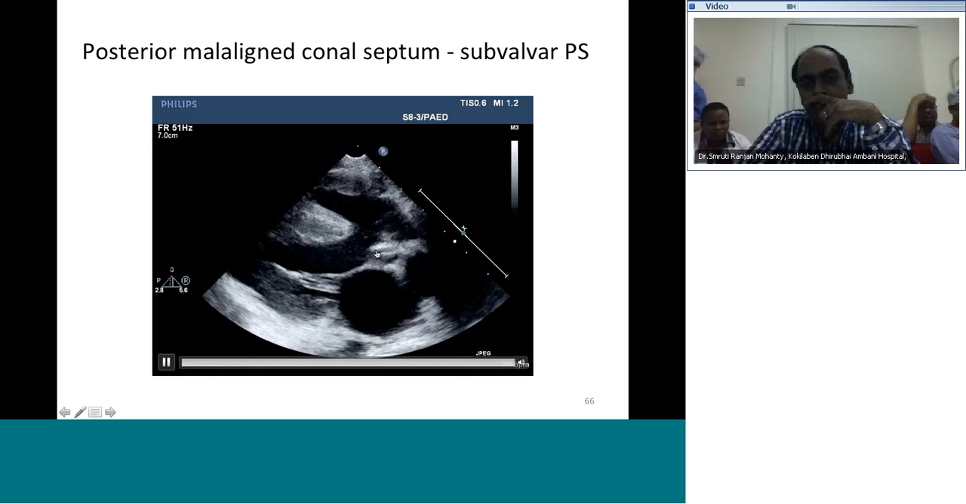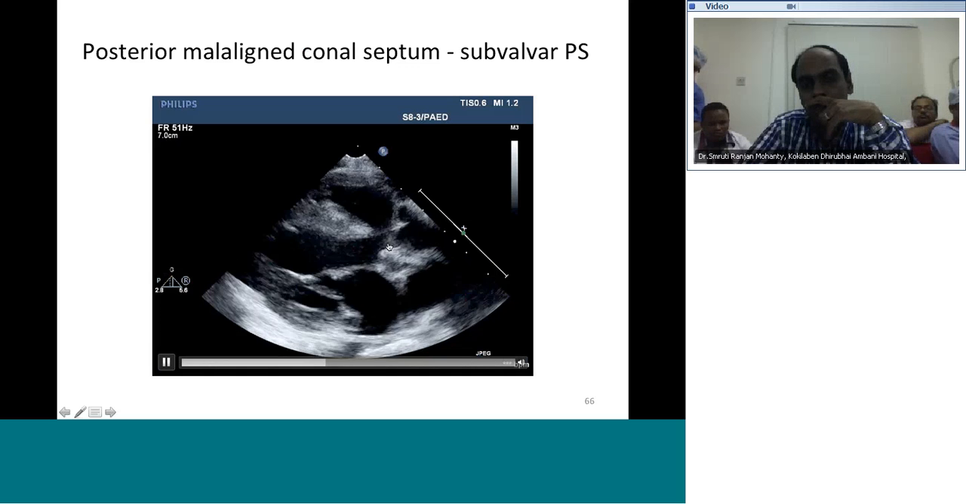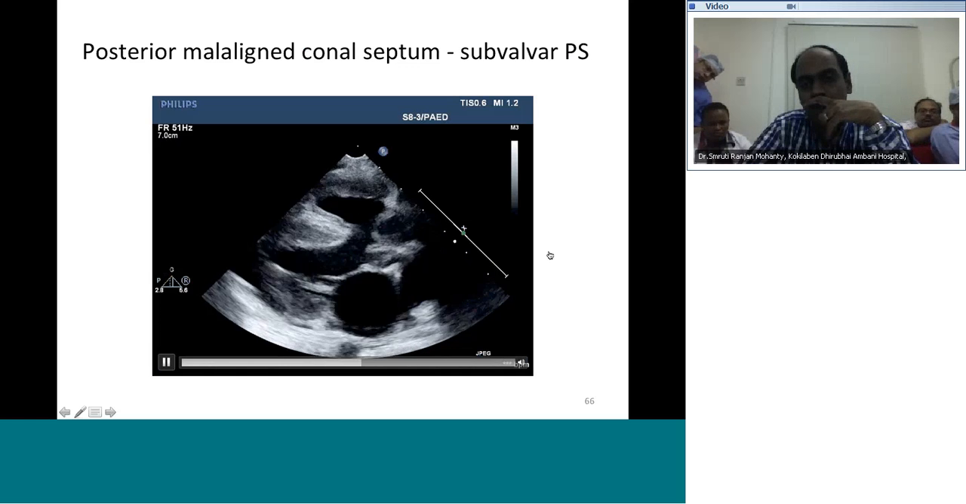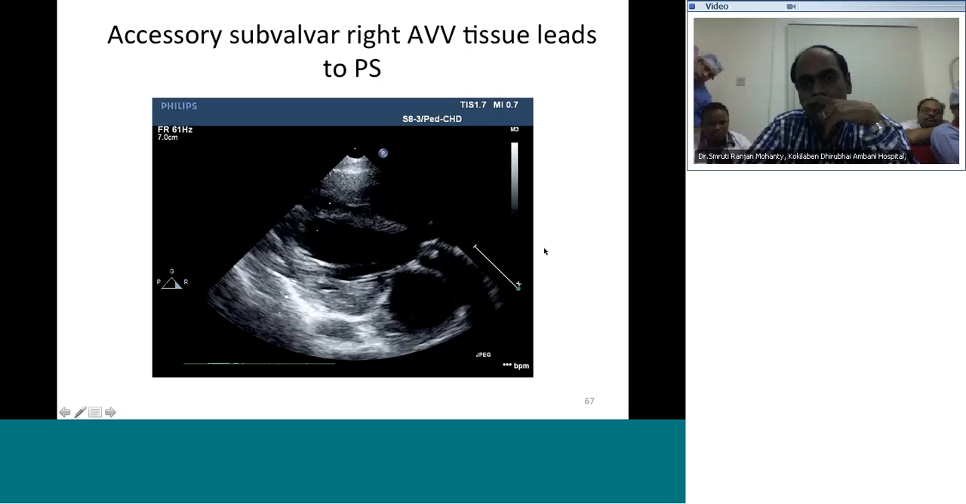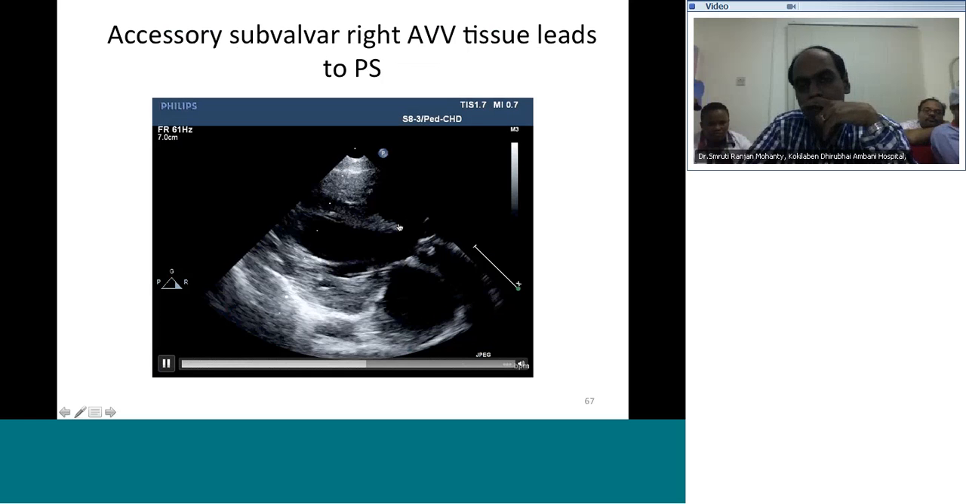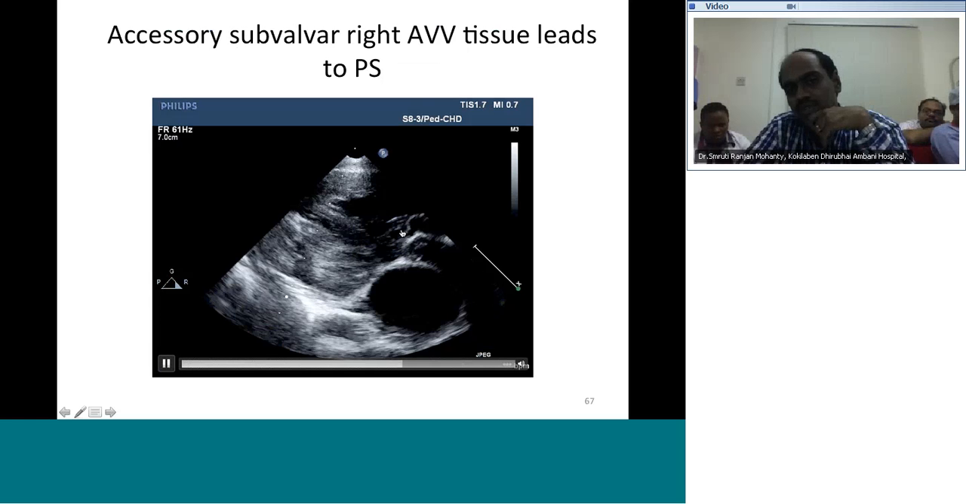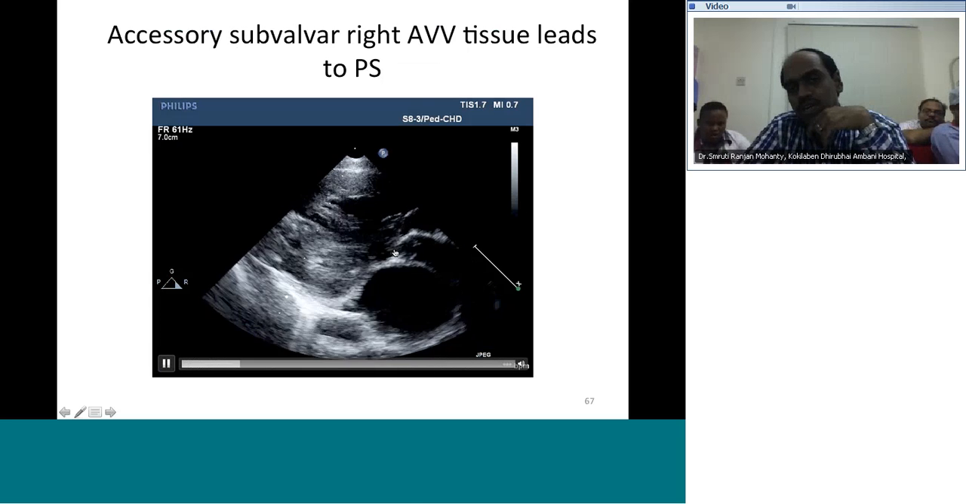And in this patient, this is a posterior malalignment of the conal septum. The conal septum is dipping posteriorly. So this is a malaligned VSD causing pulmonary stenosis. In this patient, there is a ventricular septal defect. You can see some flowery structure from the right ventricle protruding into the subpulmonic tract.